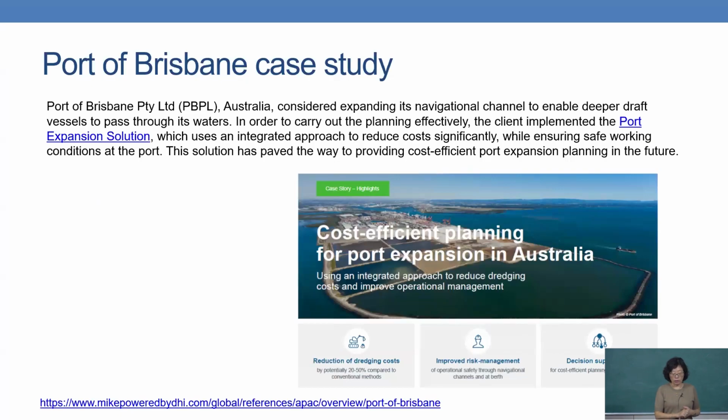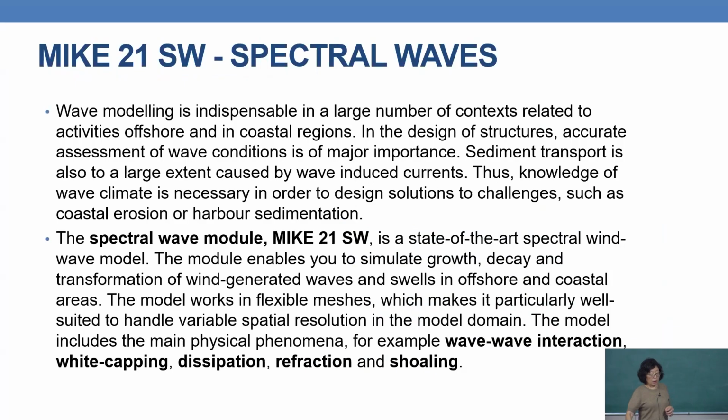There is an example you are able to read. Actually, that's published by DHI. It's a Port of Brisbane study. I always use that as a good example for students to look at what the DHI model can be used for. That's just for cost-efficient planning. And so, very quickly, what is a spectral wave model?